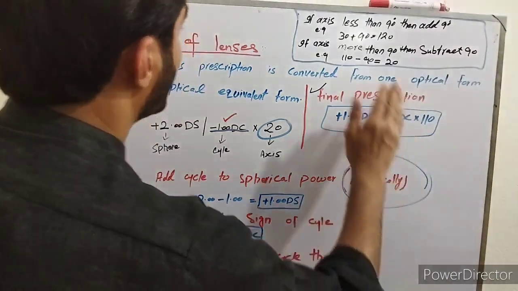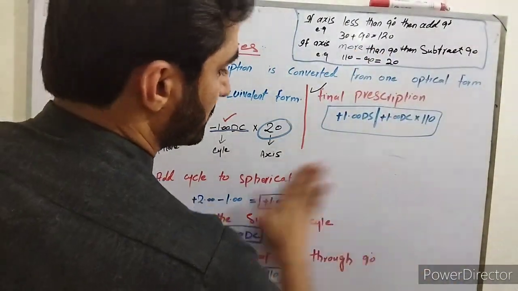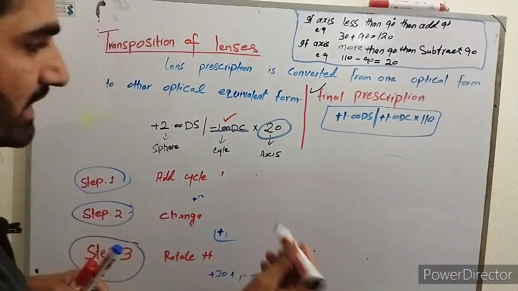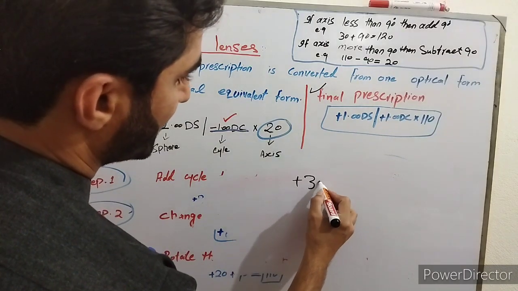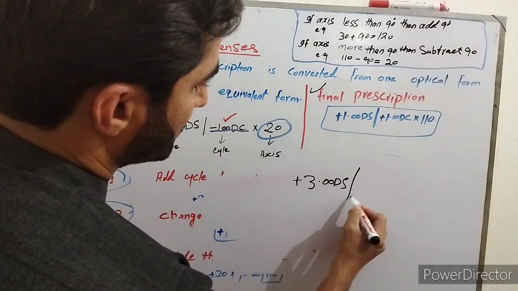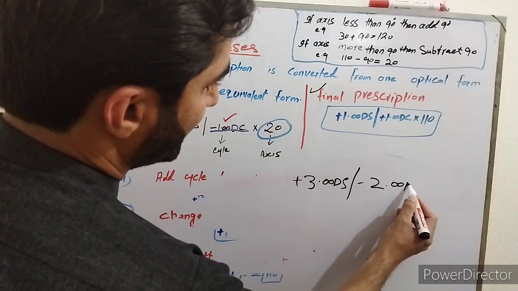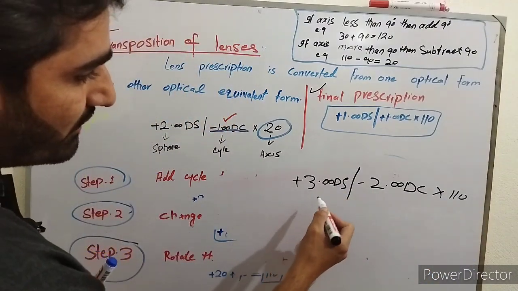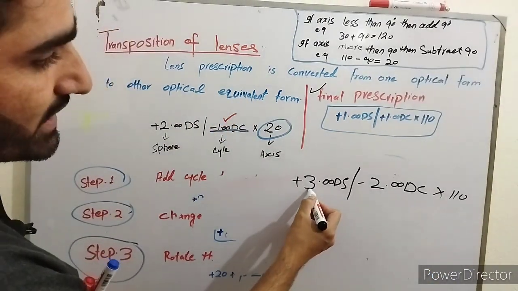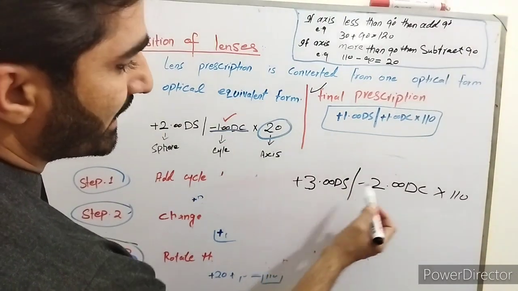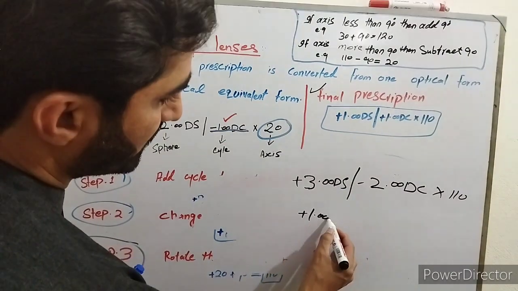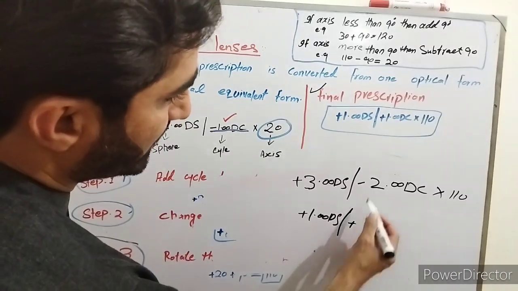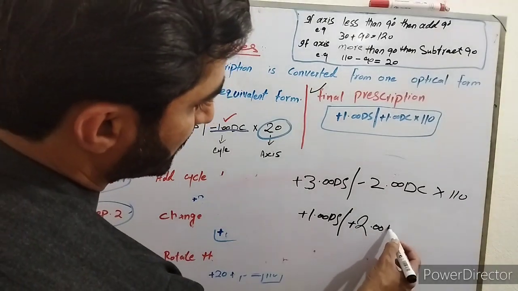I want to give you another example. I am going to write another prescription here. For example, we have +3 diopter sphere with -2 diopter cylinder at 110 axis. Here first of all add the cylinder to sphere algebraically. +3 -2, what will be our sphere? +1 diopter sphere. Change the sign of cylinder. -2 here will be +2 diopter cylinder.